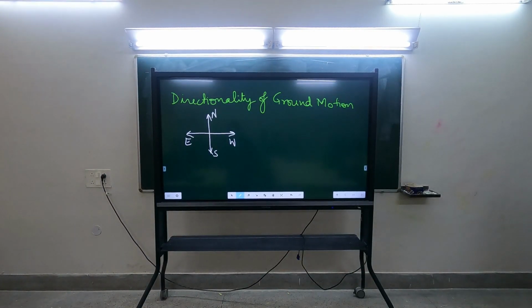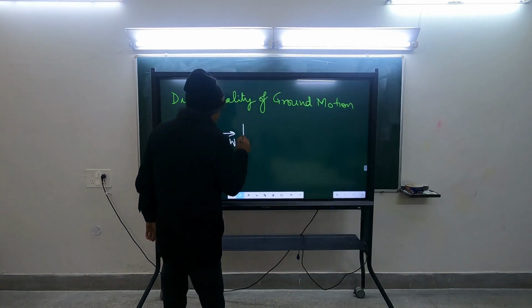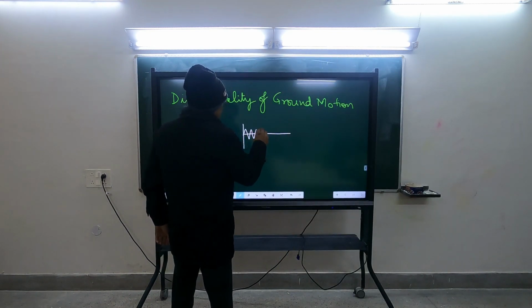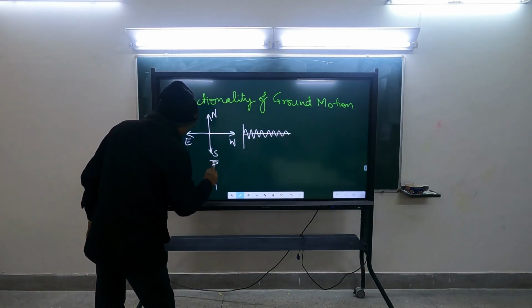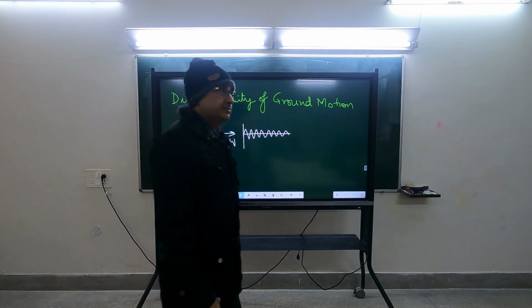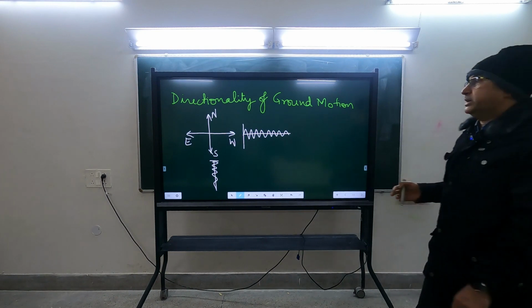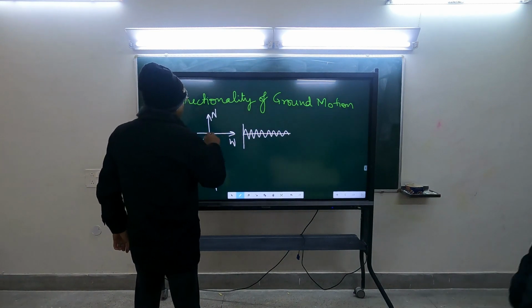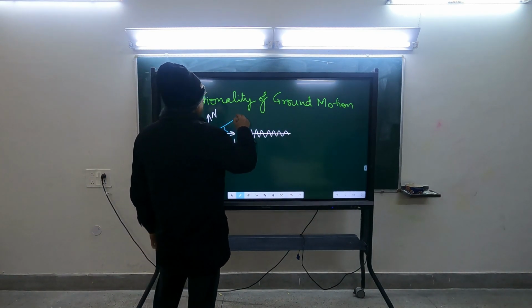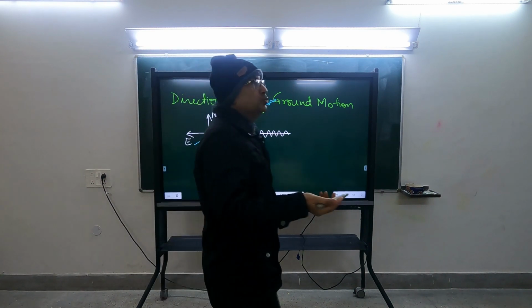instrument in such a way that these two horizontal components and one vertical component, these three components, we are measuring. So we get one time history record in north-south direction, another time history record in east-west direction. And using vector resolution, we can get the ground motion records in any other direction. At any angle alpha, I can get this ground motion from these two records.